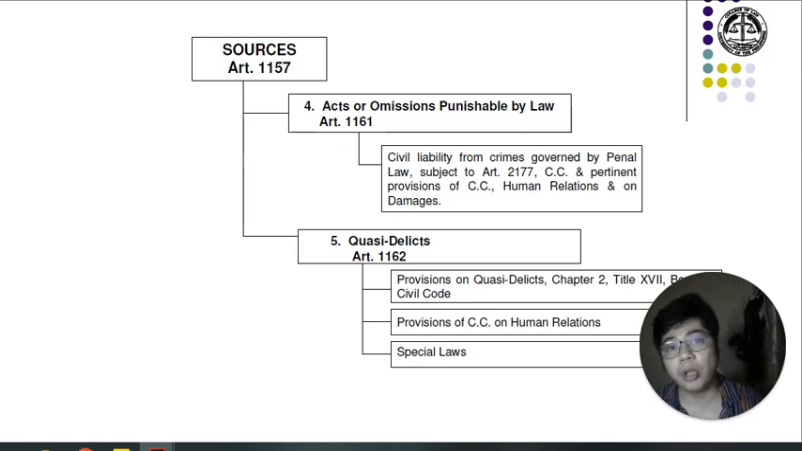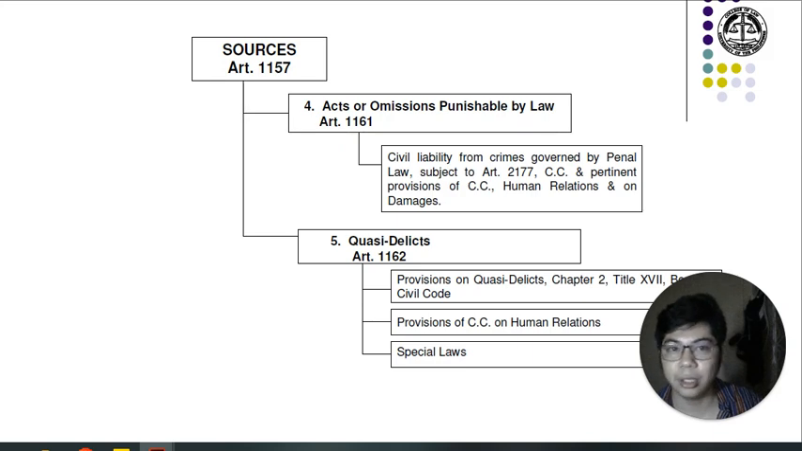So there are two types of quasi-contract. We have negotiorum gestio and the solutio indebiti. So how do we define negotiorum gestio? So a negotiorum gestio is defined under Article 2144. Actually, it is a voluntary management.